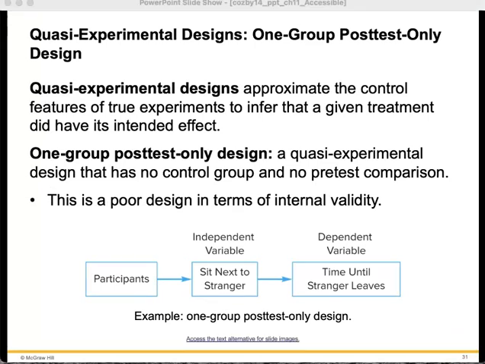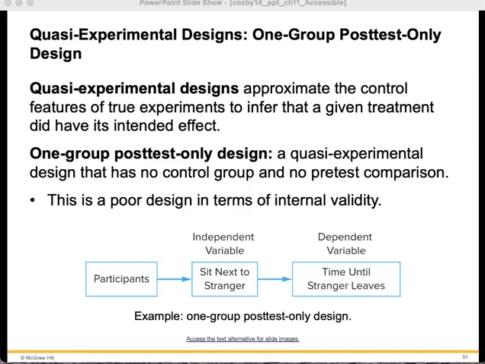So quasi-experimental designs address the need to study the effect of an independent variable in a setting in which the control features of true experimental designs can't be achieved. A quasi-experimental design allows us to examine the impact of an independent variable on a dependent variable, but causal inference is much more difficult because quasi-experiments lack important features of true experiments, such as random assignment to conditions. So, let's take a look at quasi-experimental design.